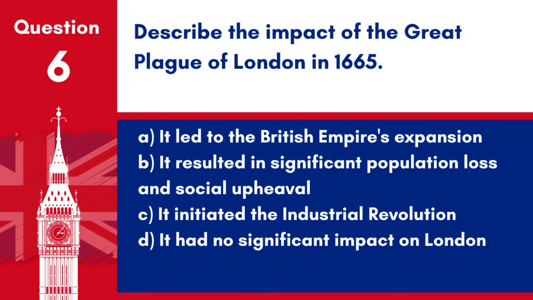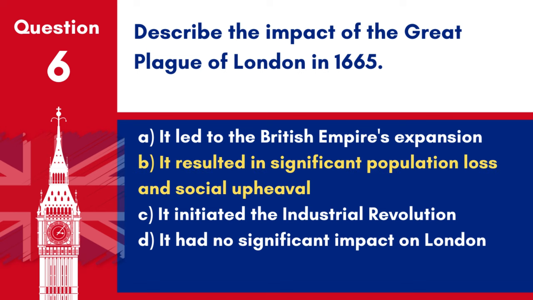Question 6. Describe the impact of the Great Plague of London in 1665. A. It led to the British Empire's expansion. B. It resulted in significant population loss and social upheaval. C. It initiated the Industrial Revolution. D. It had no significant impact on London.